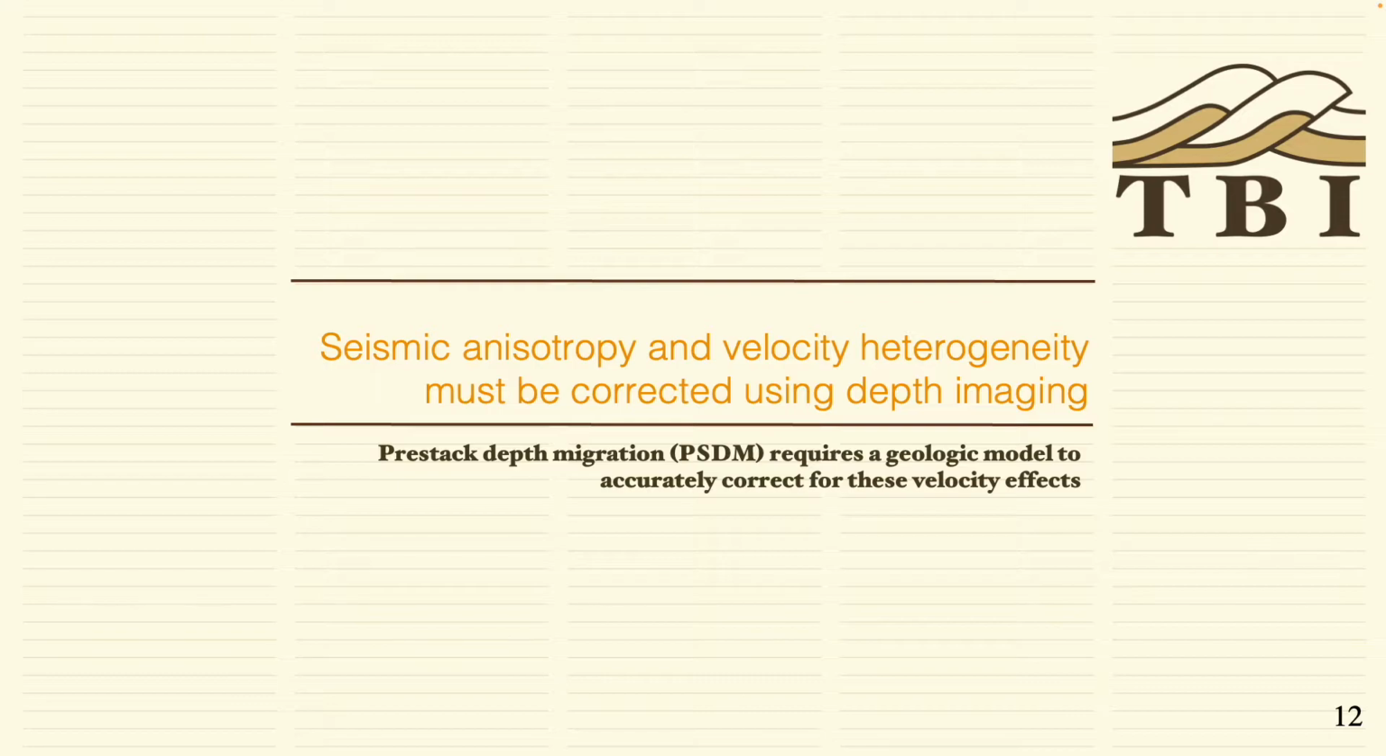So seismic anisotropy and velocity heterogeneity must be corrected using depth imaging. Pre-stack depth migration requires this geologic model to accurately correct for these velocity effects.